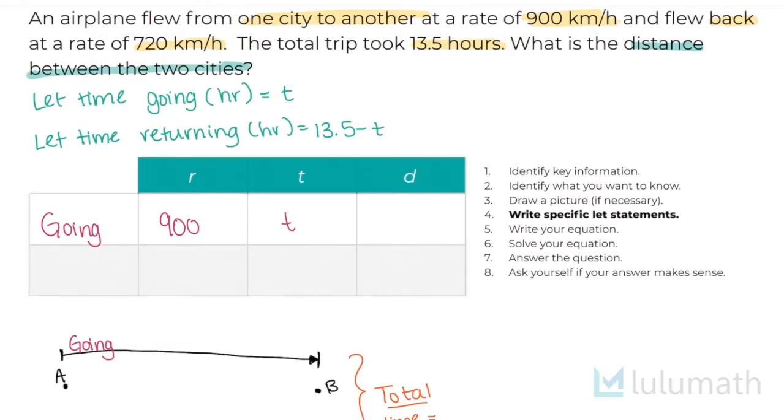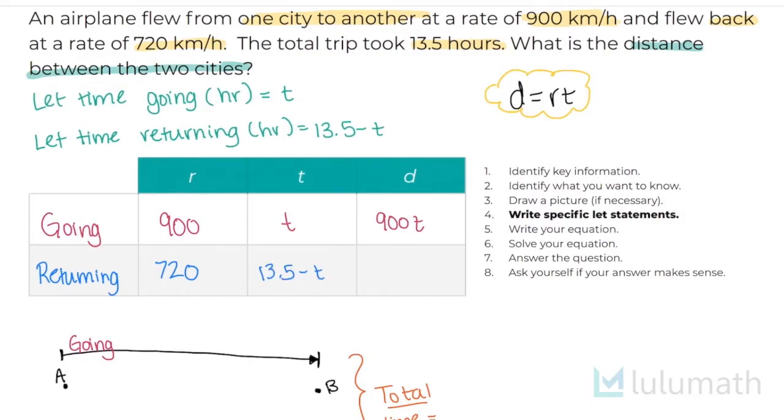So because distance is equal to rate times time, and because our rate is 900 and our time is T, we're going to say that our distance is equal to 900T. Now for the plane, when it's returning, we know that the plane was flying at a rate of 720 kilometers per hour, and we figured out that the returning time is going to be expressed as 13.5 minus T. And so when we do our distance equals rate times time, we're going to say that it is 720 multiplied by 13.5 minus T in brackets because this whole entire expression represents the time. So we need to have brackets or parentheses here.